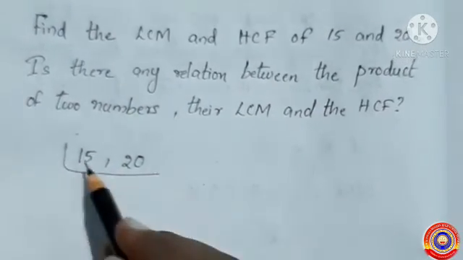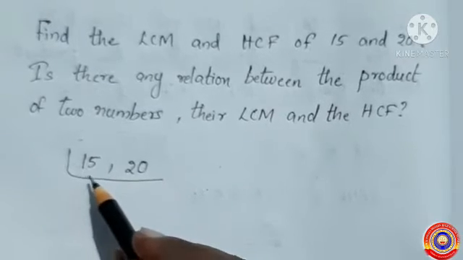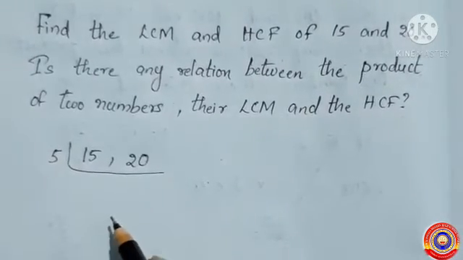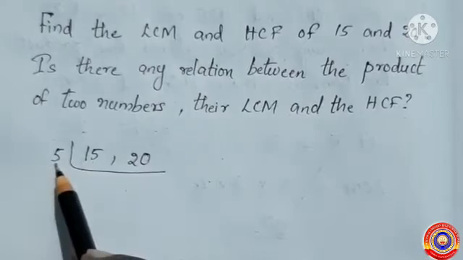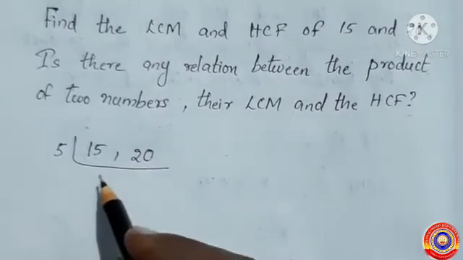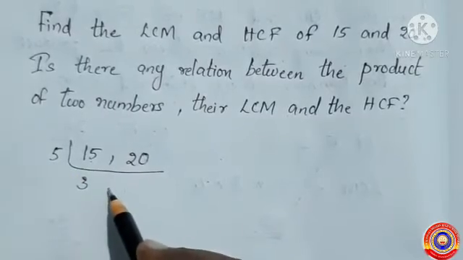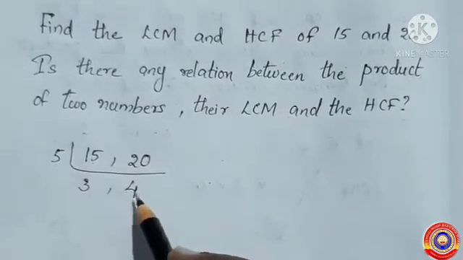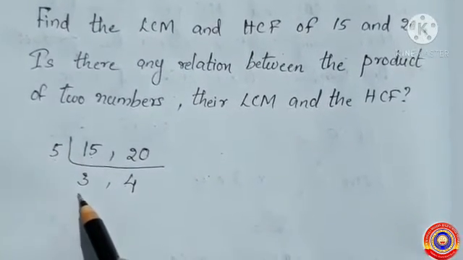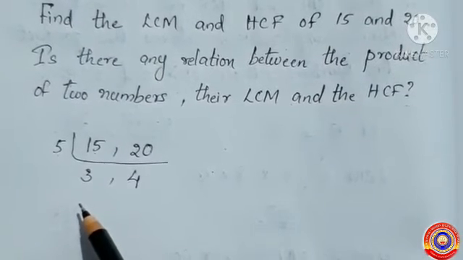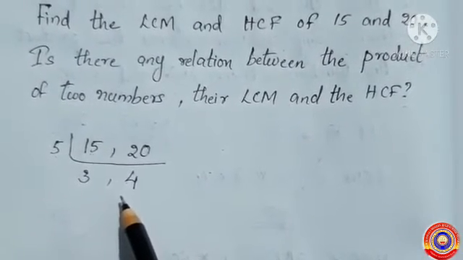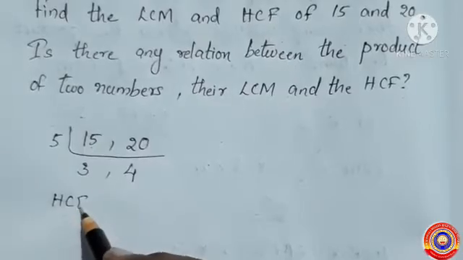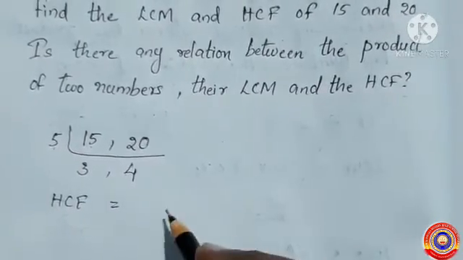With which number both 15 and 20 are divisible? Both 15 and 20 are divisible by 5. Divide 15 by 5. 15 divided by 5 is equal to 3. Then 20 divided by 5 is equal to 4. Can we divide 3 and 4 together? No. We cannot divide both 3 and 4 together. Then HCF is equal to the common factor of 15 and 20, that is equal to 5.